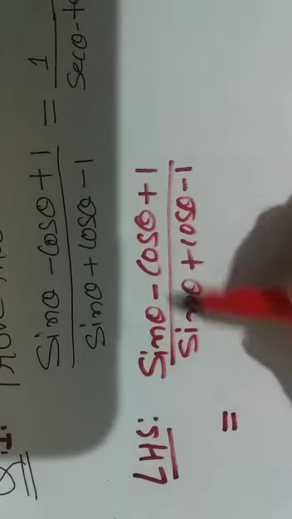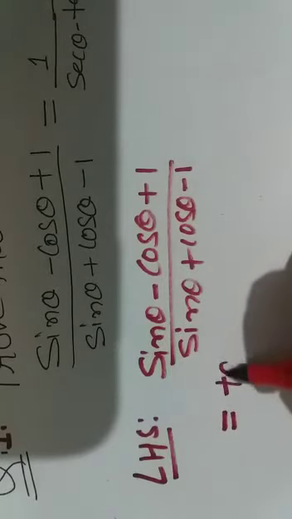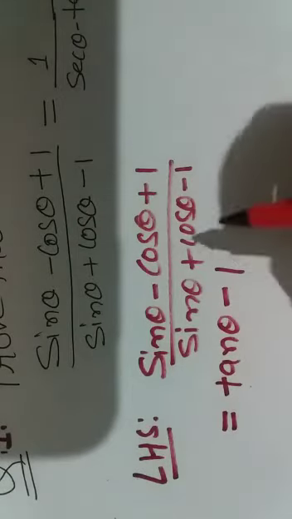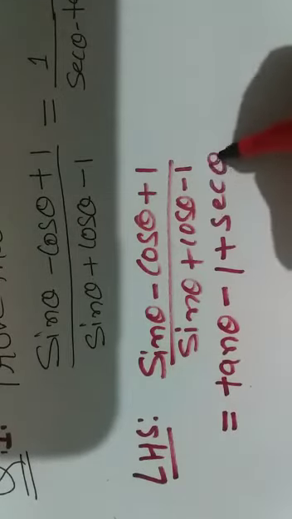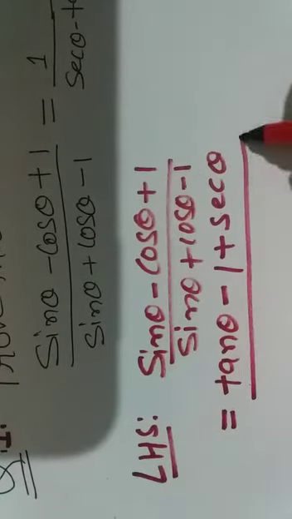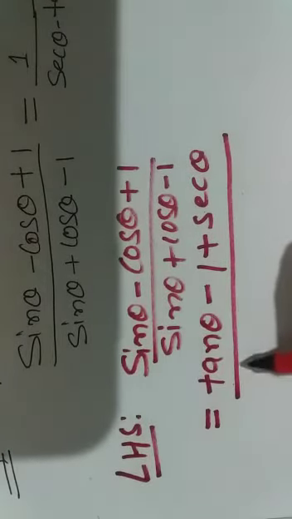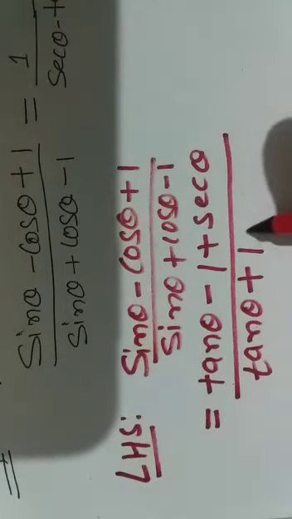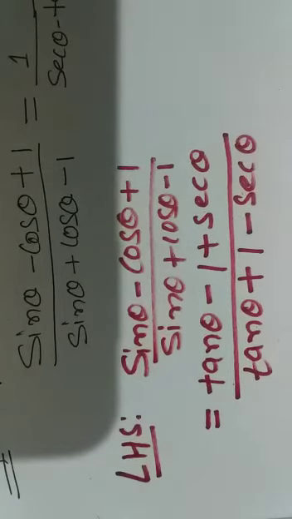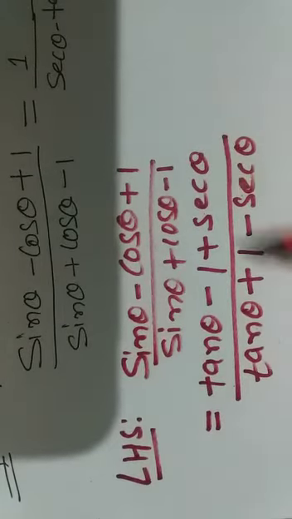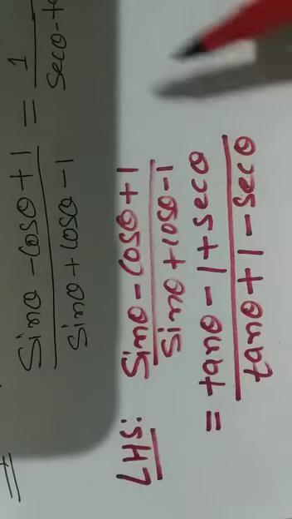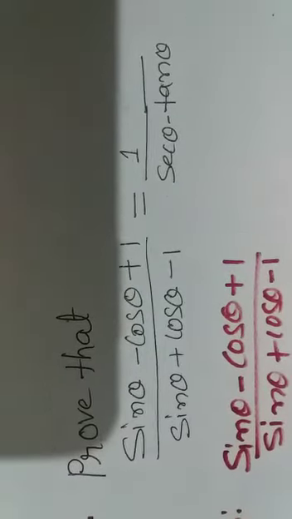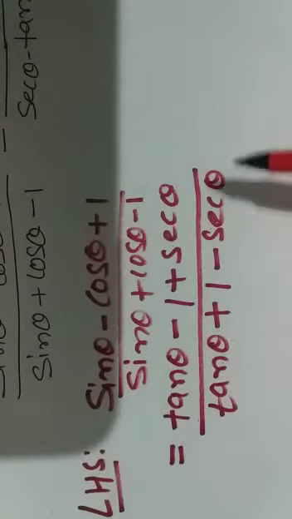This will be sin theta by cos theta, that is tan theta. Cos theta by cos theta is 1, and 1 by cos theta is how much? That is sec theta. And in the denominator also sin theta by cos theta, that is tan theta, plus cos theta by cos theta, 1, minus sec theta. So here we have got sec theta and tan theta. In the denominator we want 1 by sec theta minus tan theta, so almost here we are getting tan theta minus sec theta.